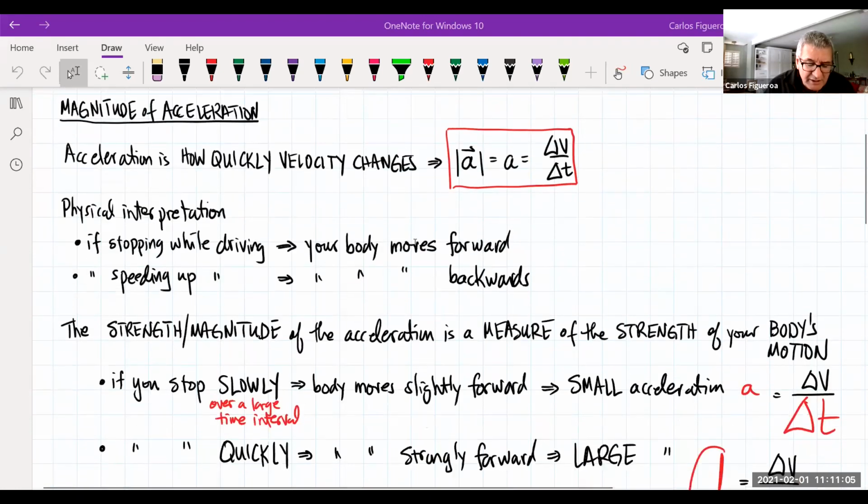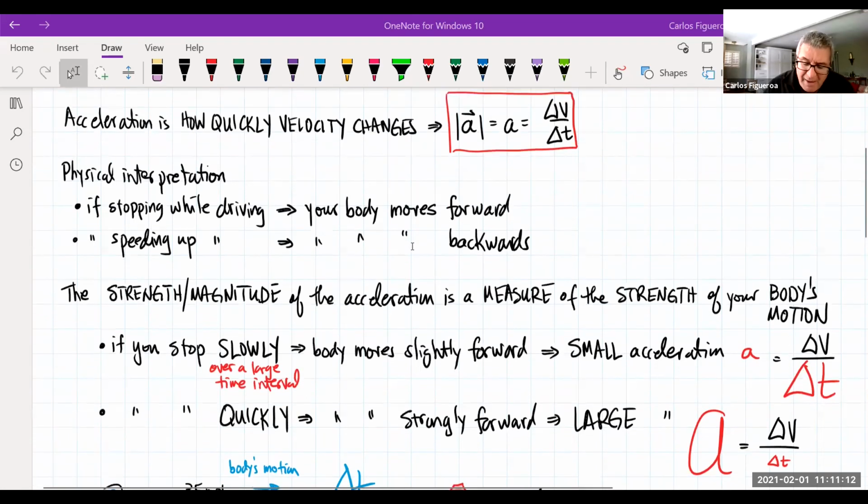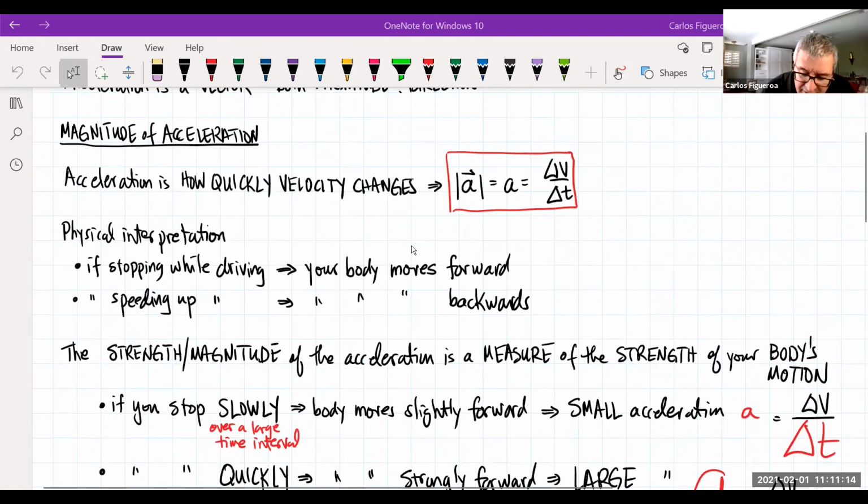And what we said is that the magnitude of the acceleration is how quickly velocity changes. In other words, mathematically, we write the acceleration vector A, and we take the magnitude of it. That's what we mean by those vertical bars. And then we drop all that nonsense, and we just call it A. And that's the change in velocity over the time interval that we're looking at. So to physically interpret acceleration, if it's about how quickly velocity changes, just pay attention to when you're either speeding up or slowing down.